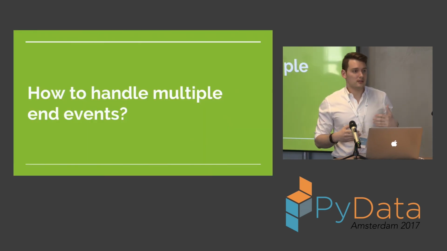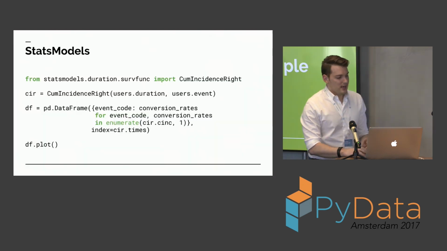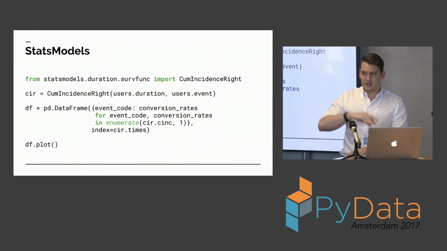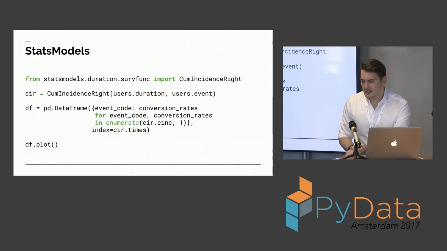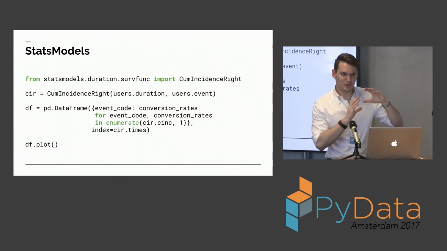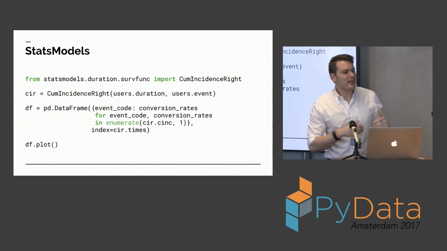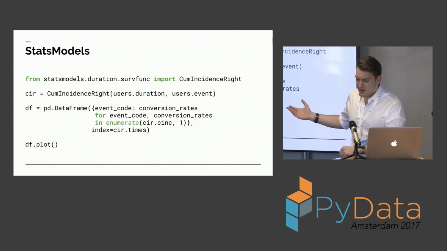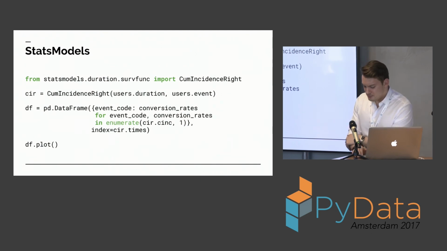So how do you handle multiple end events? Well, you use cumulative incidence. So we're leaving lifelines here, and we're using statsmodels. I'm not a big fan of statsmodels. So for most of the things I suggest you do for survival analysis, I suggest you use lifelines, because it has a lot of other utility functions. But we don't have the cumulative incidence in lifelines.